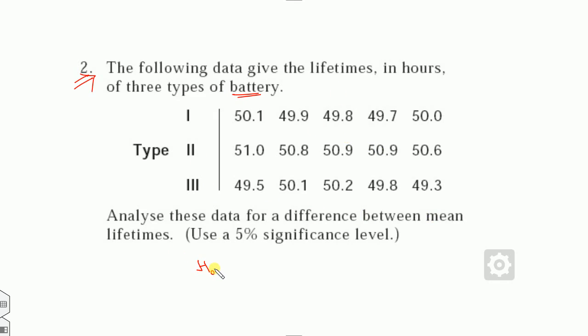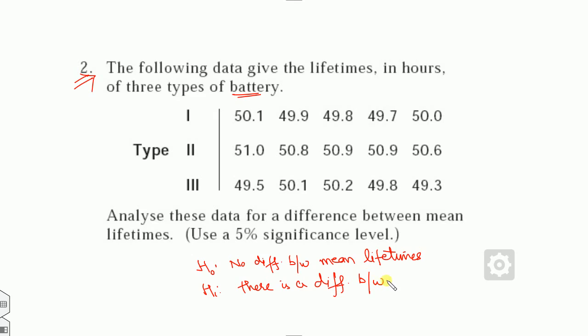So look at that. What is the H0? There is no difference between their mean lifetimes. Now this is the case of the H0. And what is H1? There is a difference between the mean lifetimes.